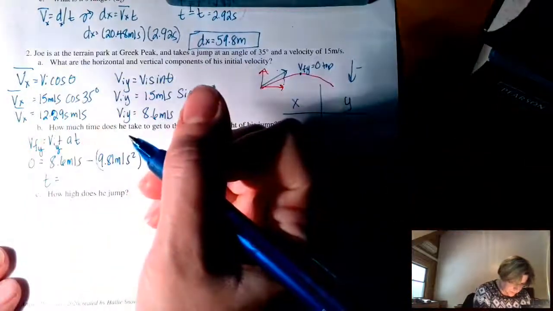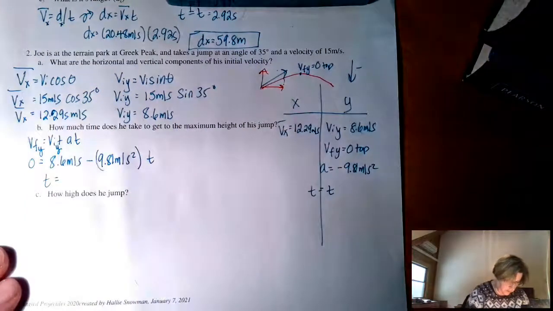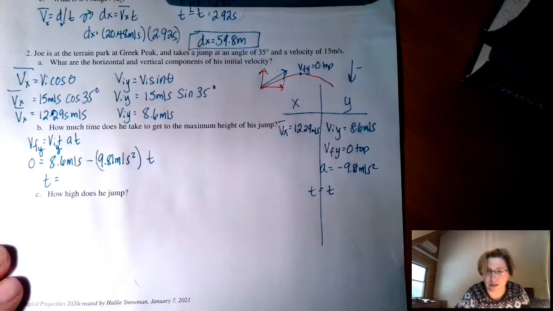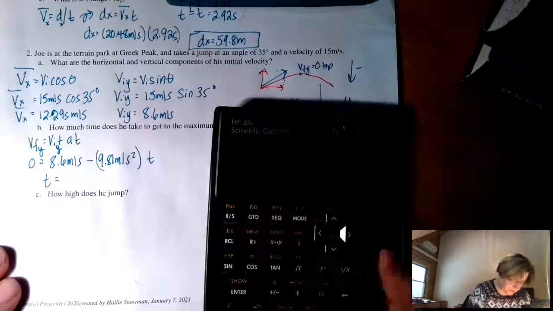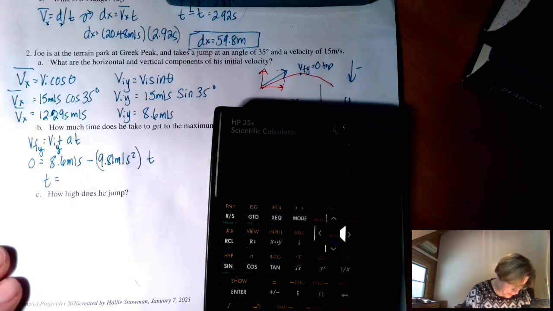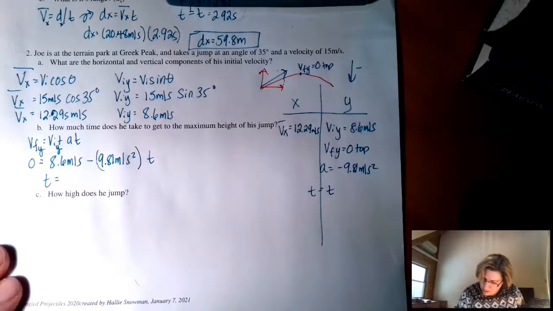That does not make sense. I'm going to pause and find a mistake here. Oh no, I got it. All right, I think time is 8.6 divided by 9.81. And I get that time is 0.87 seconds.